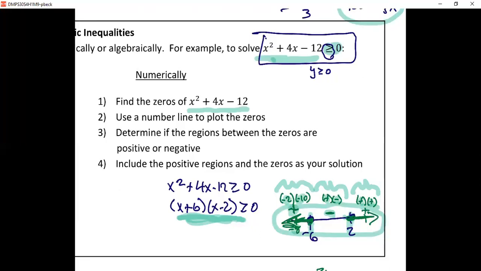What this means is all of my solutions are going to occur where I have positive regions, which would be from -infinity to -6, and then from 2 to infinity. So my solution set is -infinity to -6, bracket, and that bracket is because we're allowed to be equal to, then union, bracket 2 to infinity. So that is the more numerical and algebraic side at the same time.